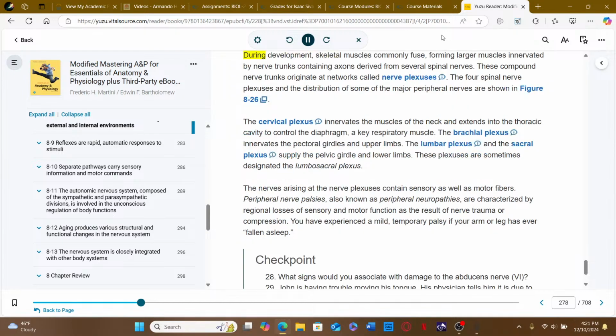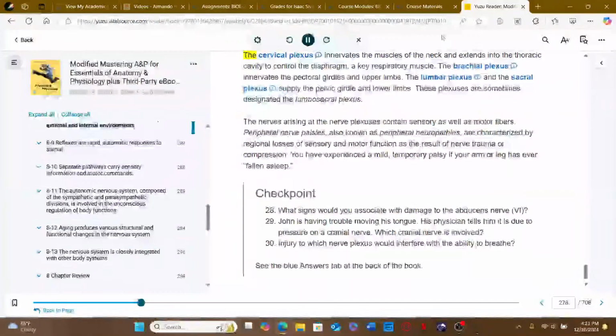Nerve plexuses. During development, skeletal muscles commonly fuse, forming larger muscles innervated by nerve trunks containing axons derived from several spinal nerves. These compound nerve trunks originate at networks called nerve plexuses. The 4 spinal nerve plexuses and the distribution of some of the major peripheral nerves are shown in Figure 8-26.